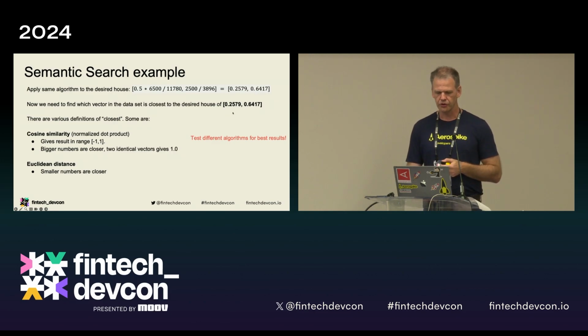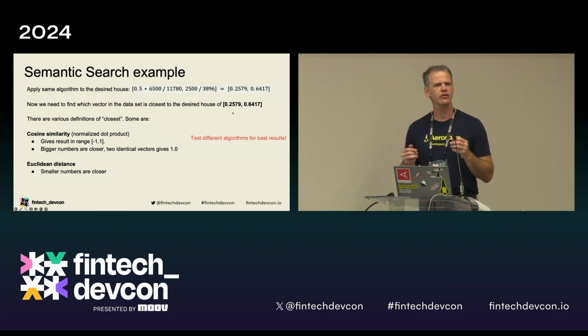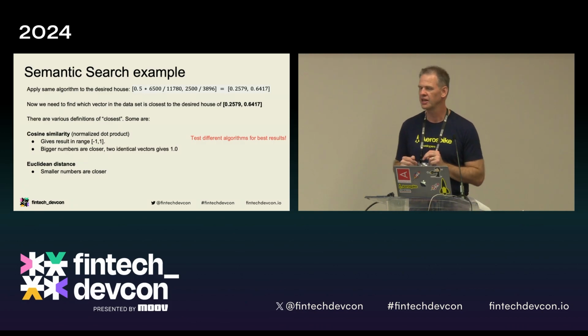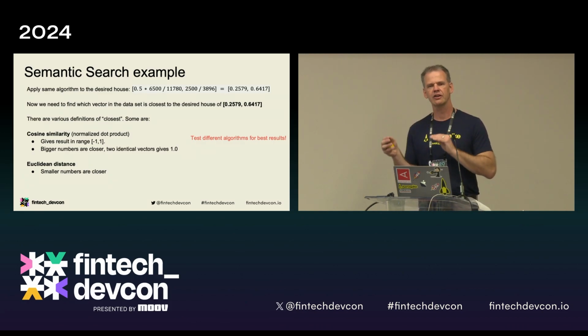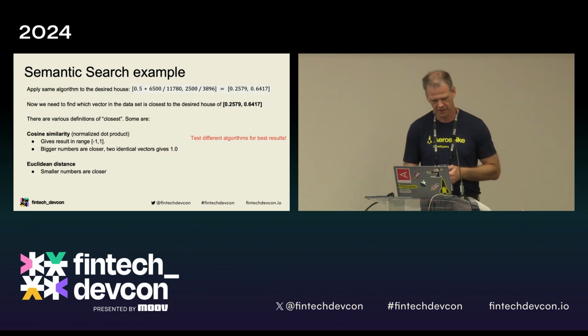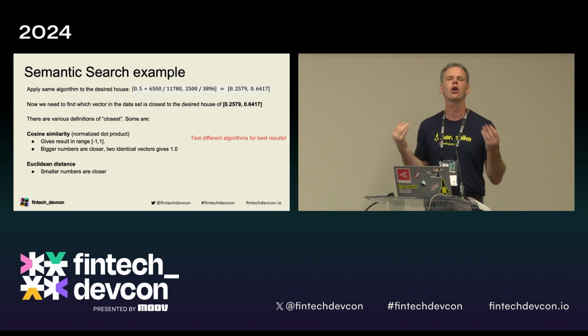Okay, so now what we want to do is find out which house is closest. There's a couple of measures of what is closest. And this is the reason I did a 2-dimensional space, because in 2-dimensional space, you and I can visualize what this looks like. When we talk about real LLMs, the one I'm using to do the embedding has 384 dimensions. I don't know about you guys, but I can't conceptualize what a 384-dimensional space looks like. So hence why I'm using 2 dimensions, because we can do this. All right. So there's a couple of different algorithms to define what closeness is.